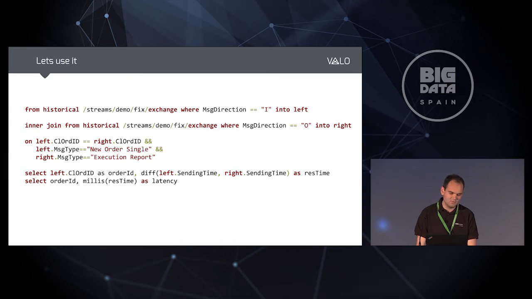So I'm going to run this. Note the use of from historical. So Velo is a hybrid system. It's able to work on historical and real-time data. And the really exciting stuff is when you can work on a hybrid of the two. But for the moment, we'll just run this completely historically against the data I just loaded.